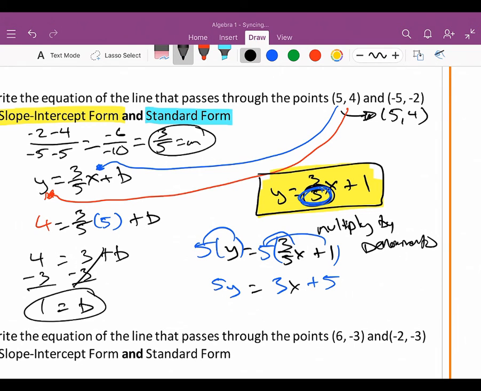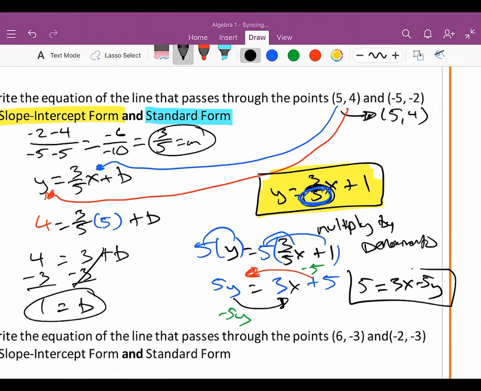Now you just move things around to standard form. I want to move the 5y over. There's no fractions, and 3x is already there. I also want to move this 5 over, so I would subtract 5 here, and to get rid of 5y, I would subtract 5y here. That gives me an equation of 5 equals 3x minus 5y. That's your standard form.